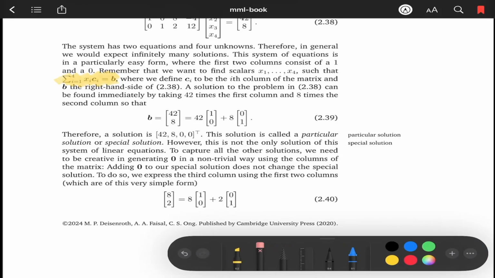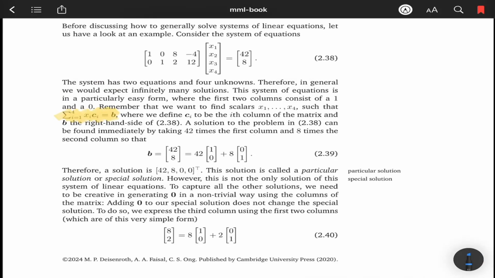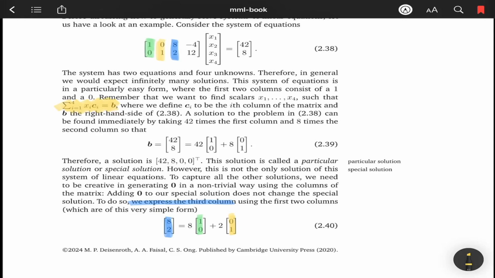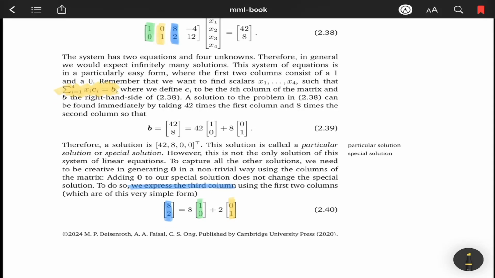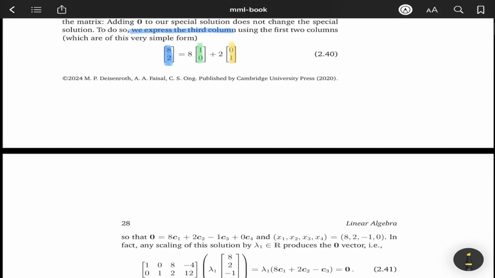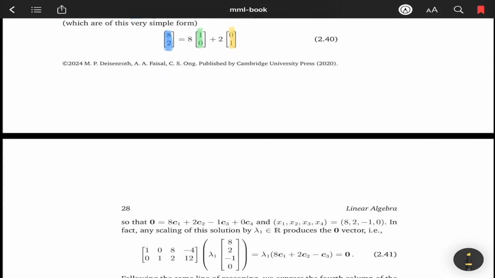I'm going to just mark the numbers. Maybe we can see a pattern here. They try to express the third column using the first two. So this is the third one. This is the first, this is the third one. And then they say, okay, let's use the first one here and the second one here. And yeah, so they have to be 8 and 2. Otherwise it would not be the same. And then they put a 0 on one side so that 0 equals 8c1 plus 2c2 minus 1c3 plus 0c4.